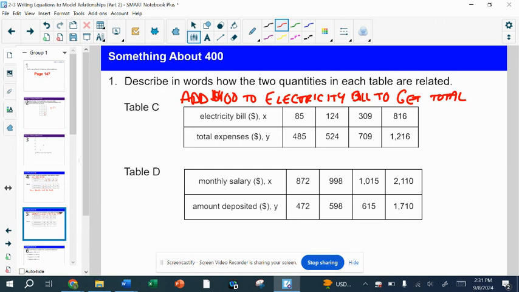So every month, for these different people, they are depositing $400 less than their monthly payment. Now, if it's exactly 400 every time, sometimes people have an automatic amount taken out to go into savings, or it's going for some kind of a payment on something, but the amount that's being deposited is $400 less than the monthly salary.